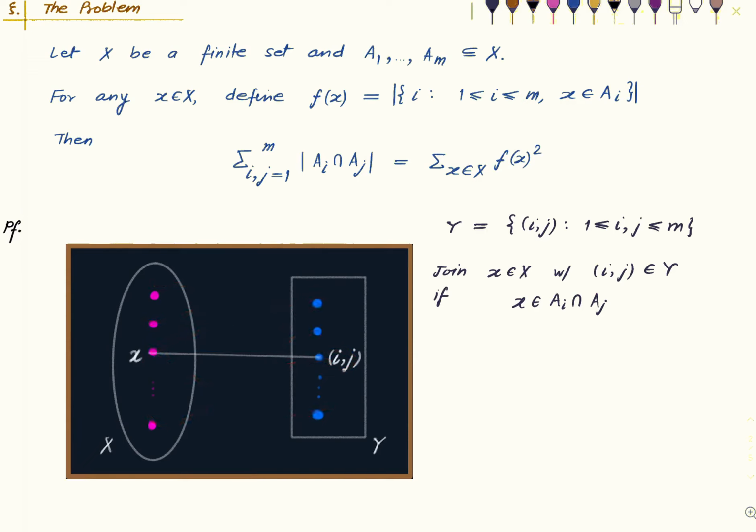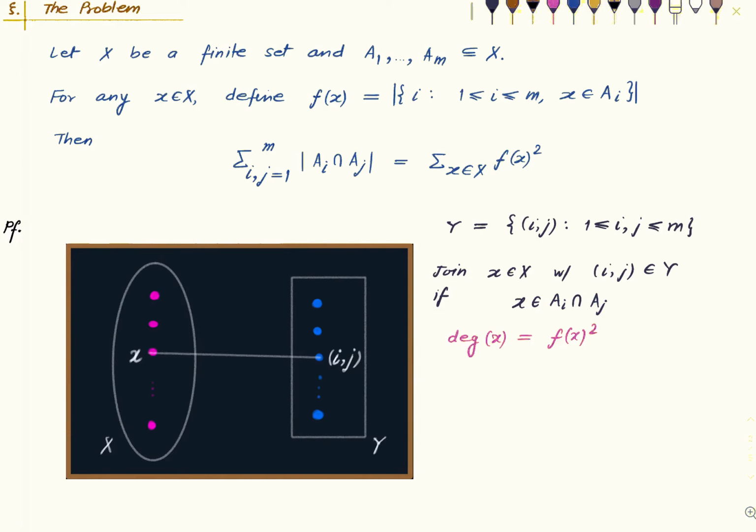Now we will apply double counting. So what is the degree of x in this graph that we have developed? How many indices i and j are there for which x lies in this guy? Those are precisely those indices i and j for which x lies in both Ai and Aj. Now there are f(x) many indices i for which x lies in Ai and f(x) many indices j for which x lies in Aj. Therefore, the degree of x in this graph is f(x) squared. So make sure you get this.